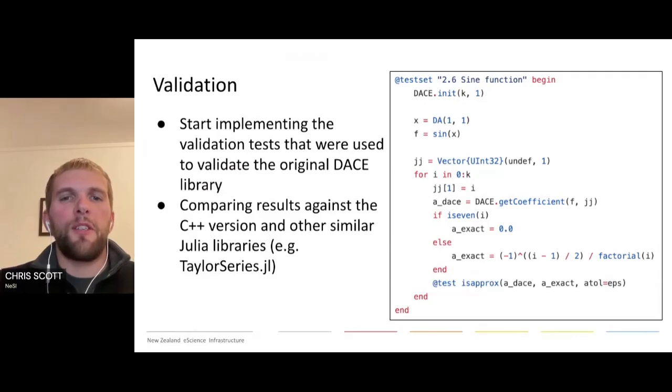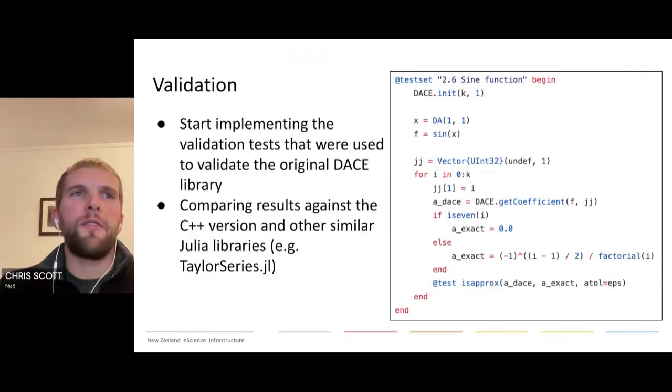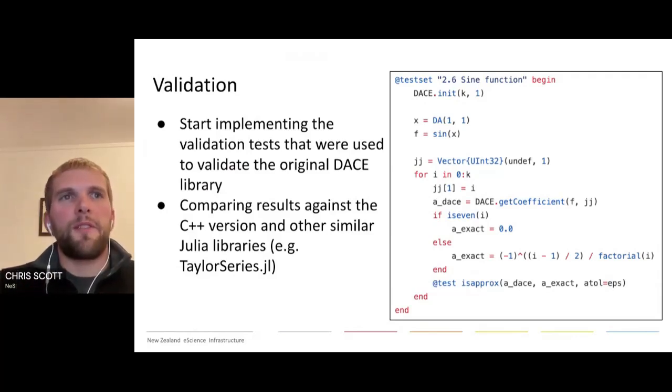And the second type of testing that we did, we set up some simple tests where we run the same thing using the C++ version of DACE and the Julia version of DACE. We also compared to other Julia libraries that do similar things, like TaylorSeries.jl. And we were able to show that solving the same problem in the same way with the different approaches also gives the same result.